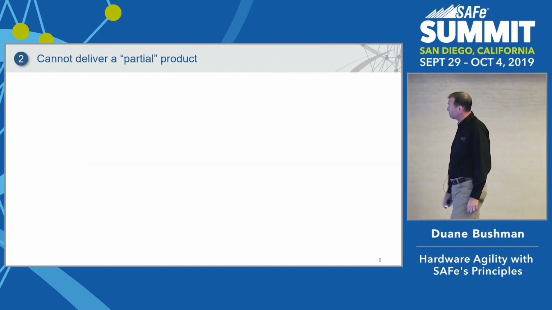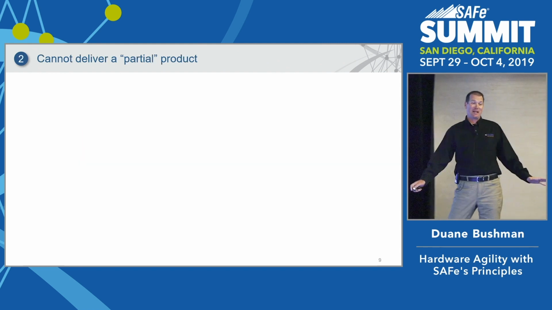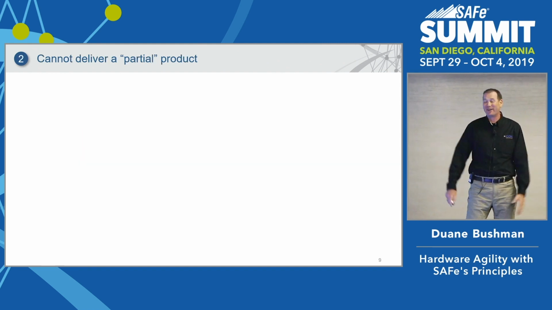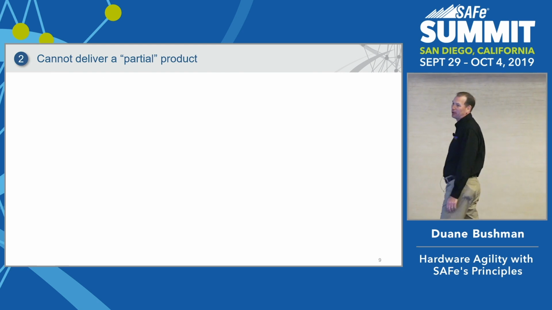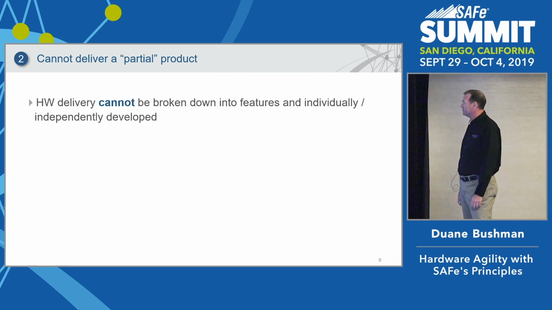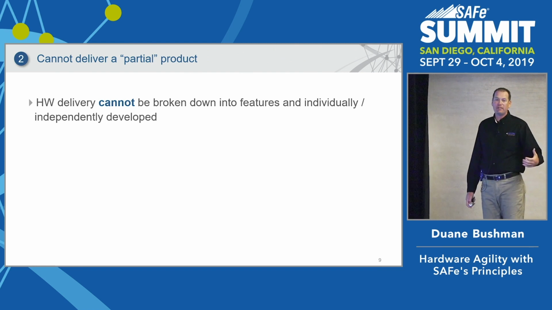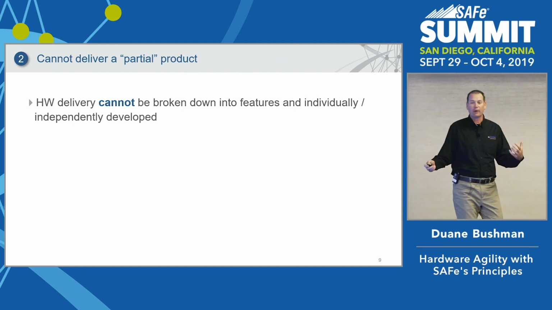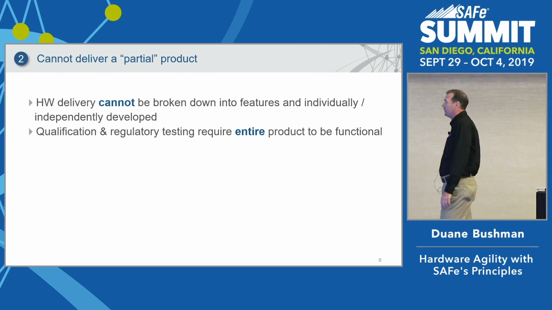Let's go on to number 2 here. And again, I realize I've got a lot of content, so I apologize if I'm moving fast. So we cannot deliver a partial product. It cannot be broken down into features individually and independently. We need the aggregate. We need the whole in order to do it.